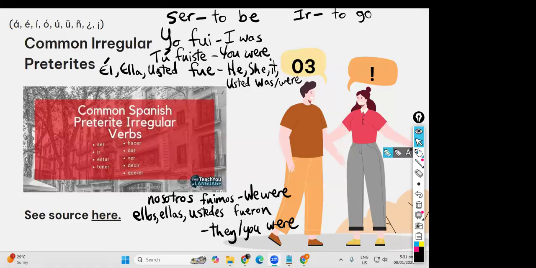All right, so yo fui, or just fui, also means I went, right? Besides I was, it could also mean I went. So if we wanted to say ayer fui a la playa, we could be saying yesterday I was at the beach, yesterday I went to the beach. They both convey the same idea, right? You went, he, she, it went.